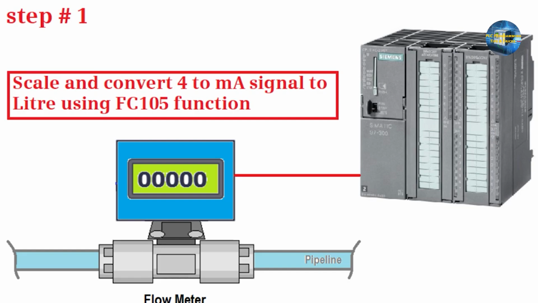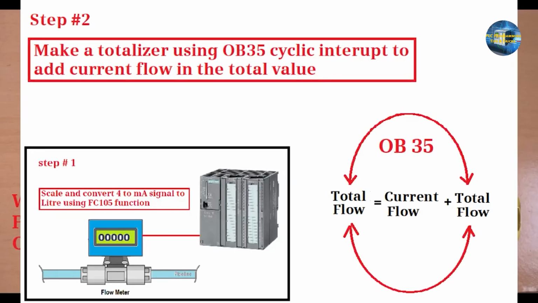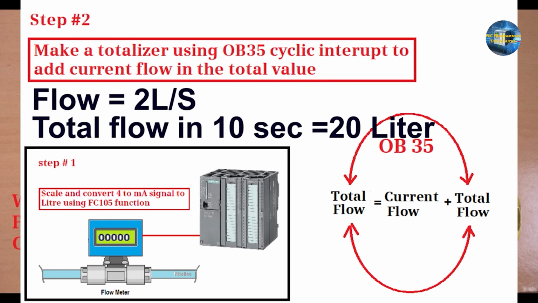We can make a totalizer in two steps. Step 1, we will convert the flow meter signal, which is 4 to 20 milliamperes, to flow rate, liter per second. Step 2, we will make the cyclic interrupt to add the flow meter reading after every 1 second interval to make a totalizer. For example, if the flow rate is 2 liter per second, it means that in 10 seconds, total flow will be 20 liters. So let's start today's session.